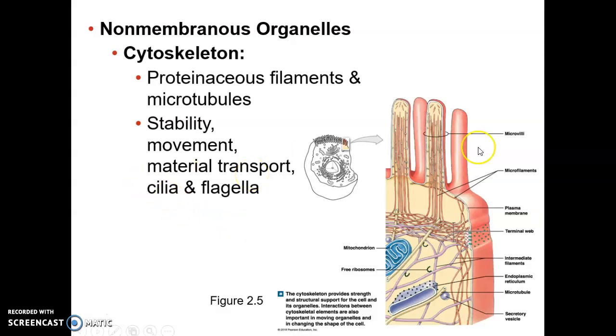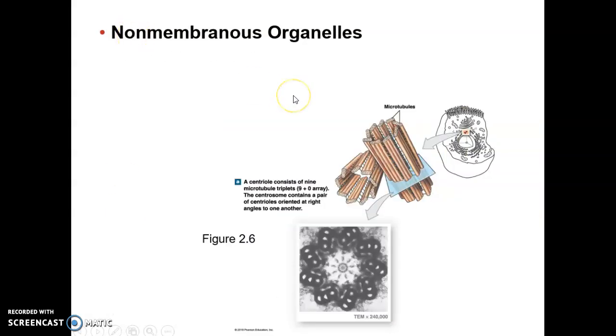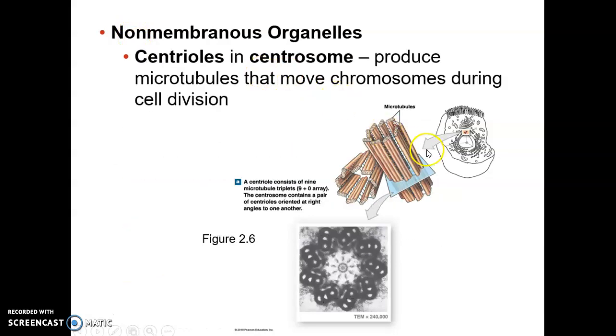Cilia and flagella, which are longer extensions of the plasma membrane, have cytoskeleton components within them, and they move, thus moving the cilia and the flagella. And we'll see that later on as well. So non-membranous organelles, centrioles within a centrosome. So a centrosome has two centrioles in them, and they are organizing structures that will move chromosomes during cell division like mitosis, as we'll see later.